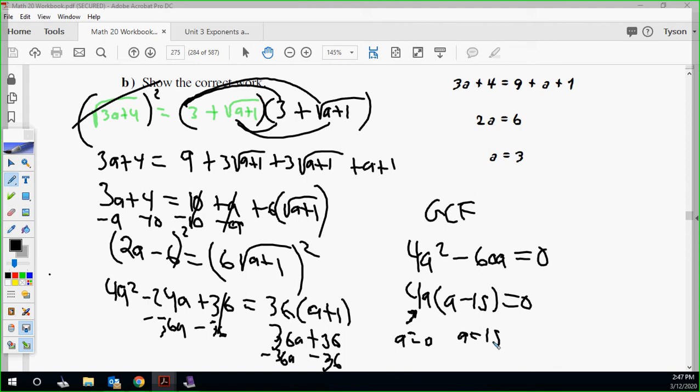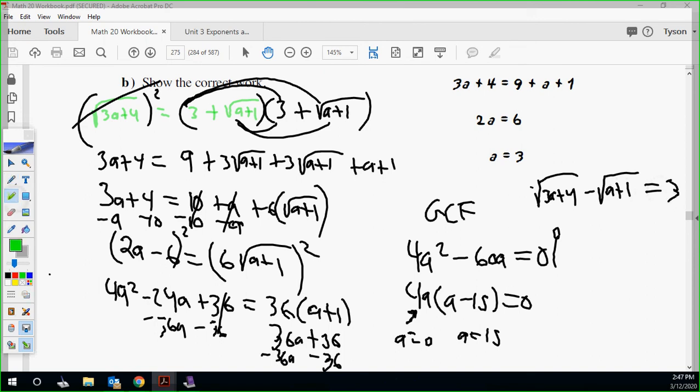Okay, so let's go up and let's write the original, just right above it here to test. So I'm going to write the root 3a plus 4 minus root a plus 1 equals 3. I'm going to test 0 first. If I test 0, okay, I'm going to test it here.